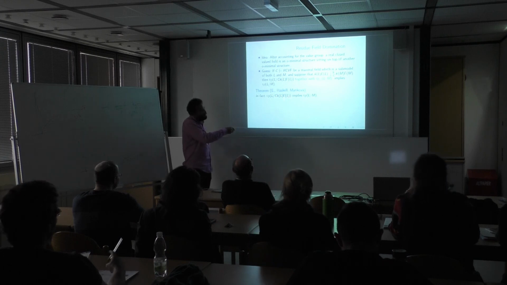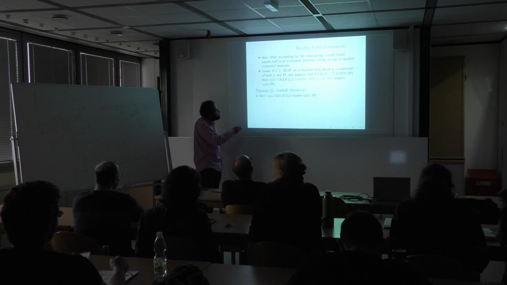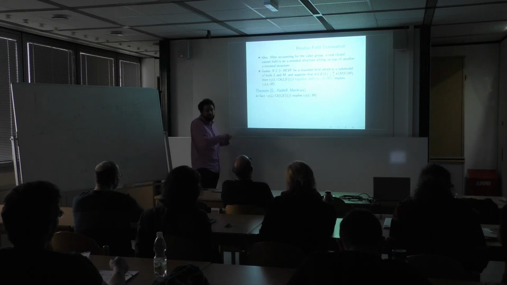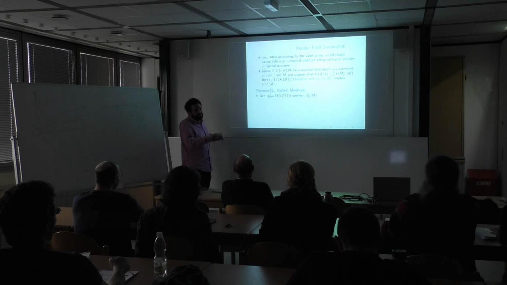what would be sort of the philosophy of this result? Why is it maybe more interesting? This would say that a real closed valued field is something, after you account for the residue field and the value group, there's no more instability. So in a way, it's like a stable structure sitting on top of two O-minimal ones.